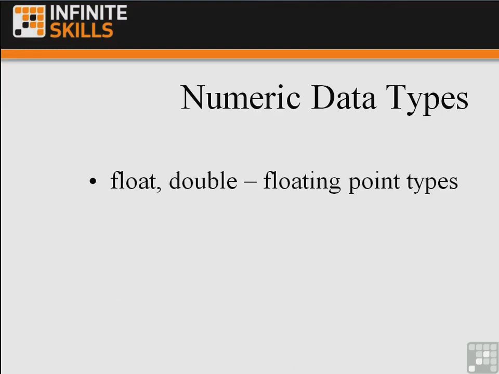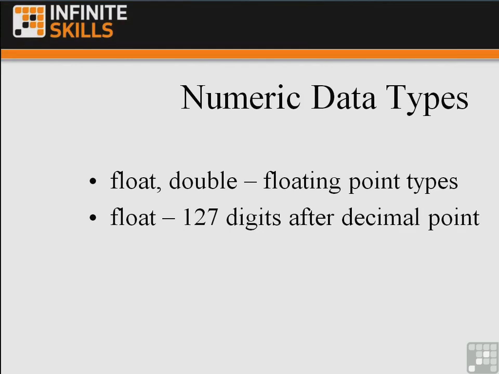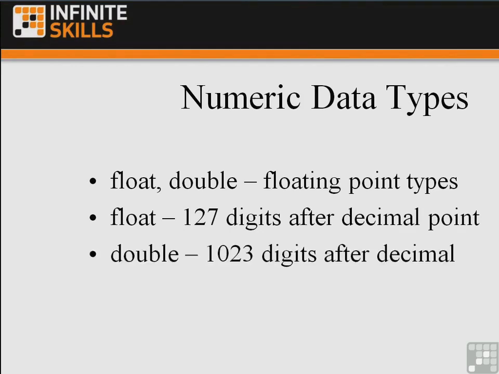In the floating point types, and here we're talking about numbers with fractional parts, such as pi, 3.141569, or some other value like that, we have two data types, float and double. The float data type allows you to store up to 127 digits after the decimal point, and the double allows you to store 1023 digits after the decimal point. However, we will always use the double for the floating point data type in Java. That's just the standard as opposed to using the float.